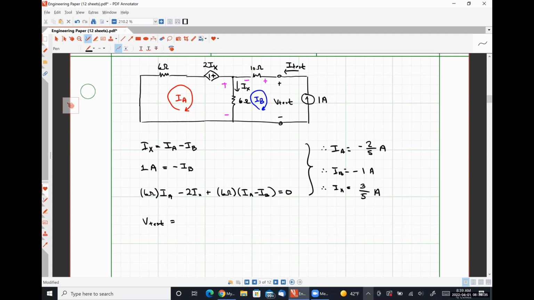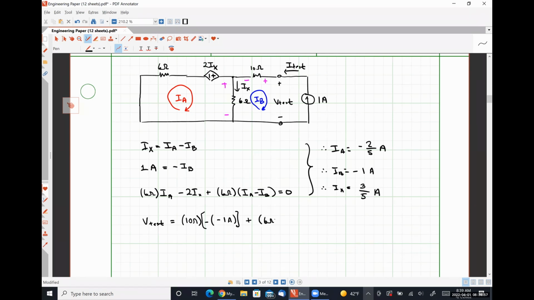10 ohms times negative IB, because IB is flowing into the negative polarity terminal. So that's 10 ohms times -1 amp.